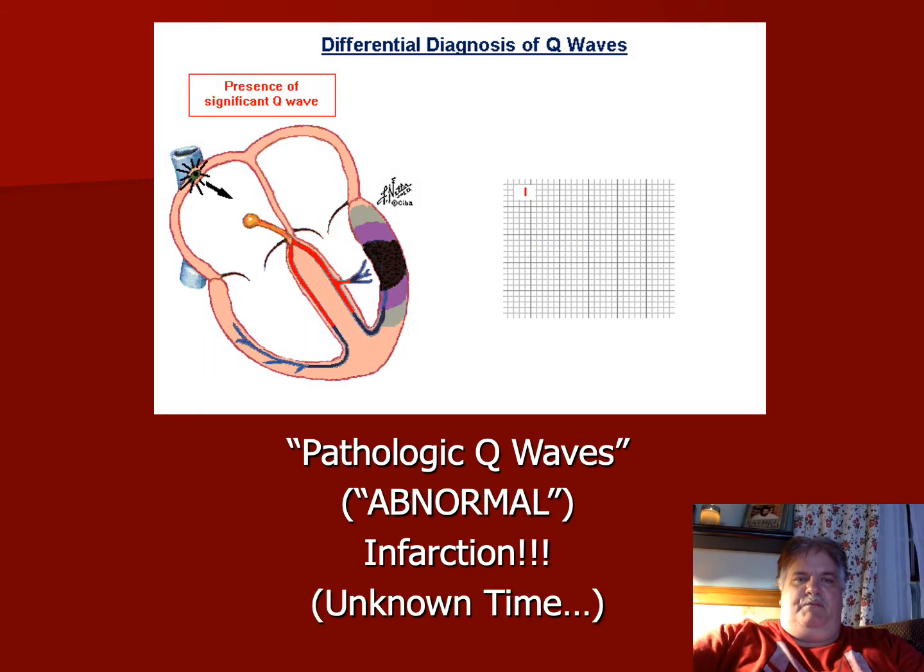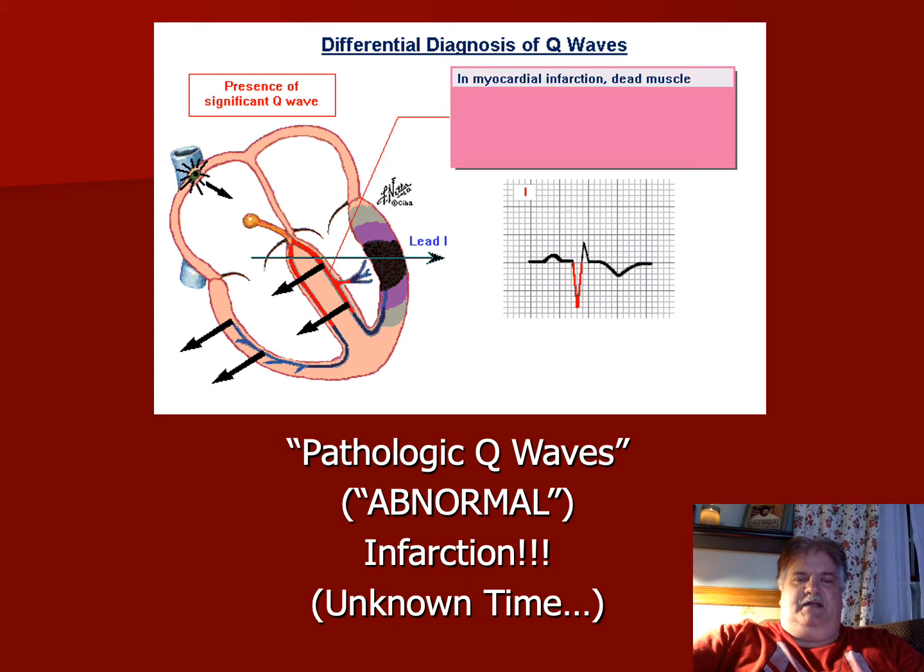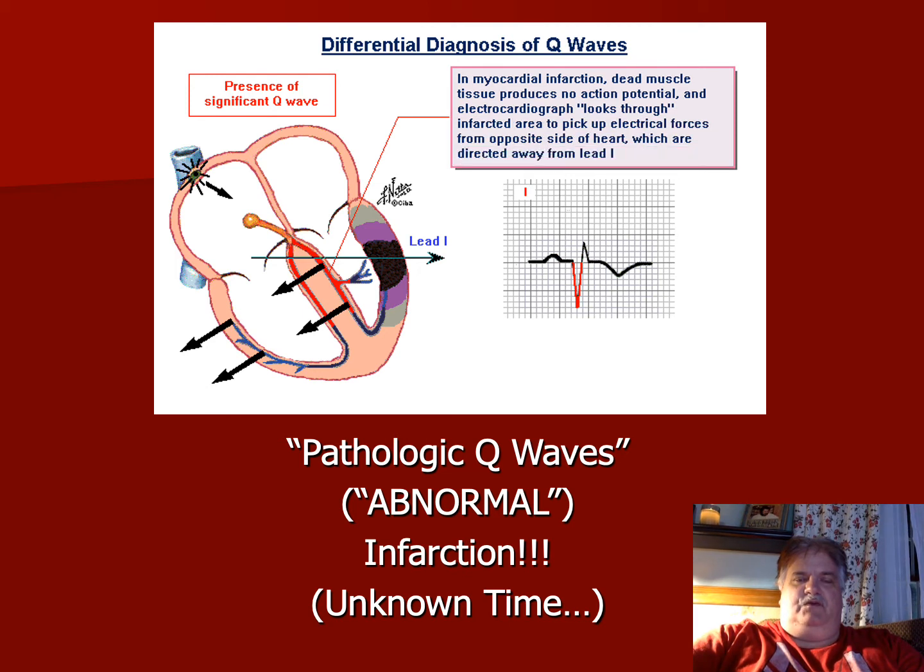Next are pathological Q waves. This means cells have died. Remember, with pathological Q waves, they only indicate that cells have died. It is not time specific. The only way to determine that your pathological Q waves are acute is in the setting of ST segment elevation, which is localized.